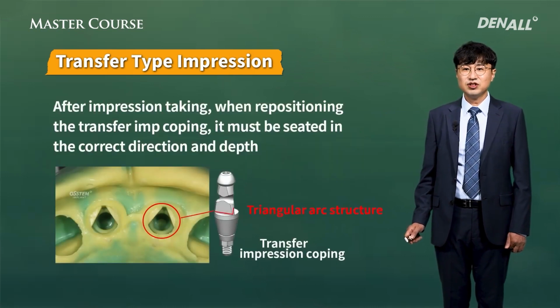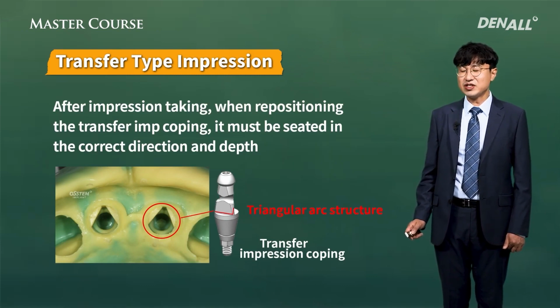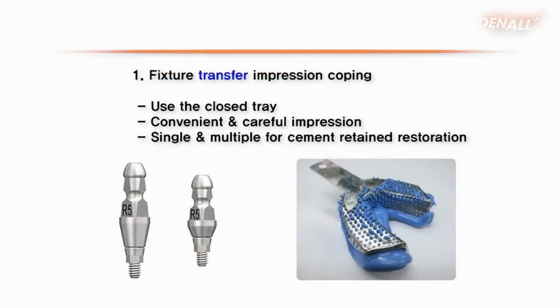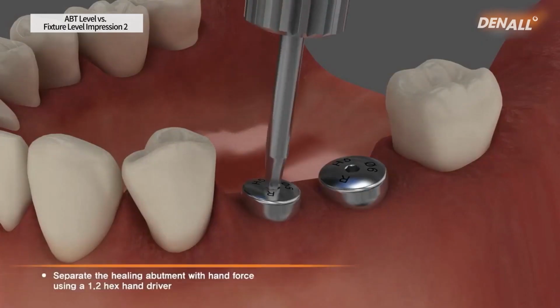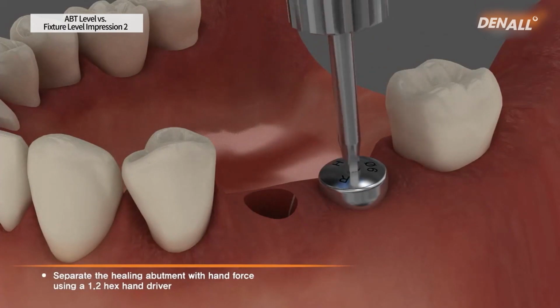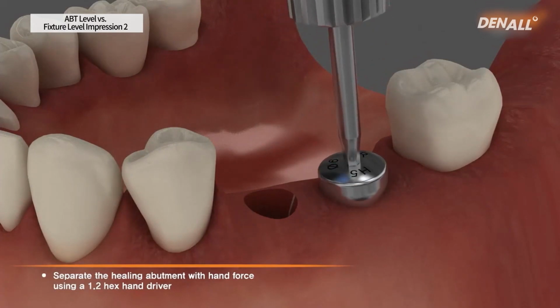After taking impression from the fixture, transfer impression coping, you unscrew and then reposition in the impression. That is very important step. So let me explain further. If you see the video, you will understand more. So this is the transfer impression coping. The first steps are same as the pickup impression coping.